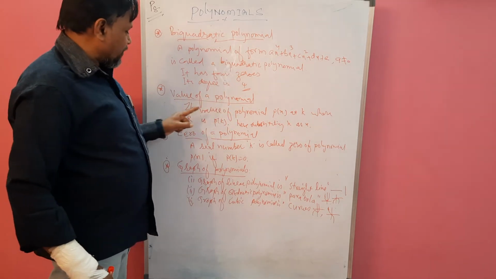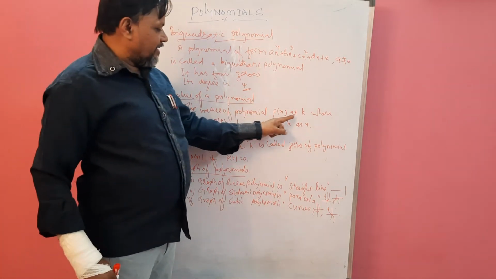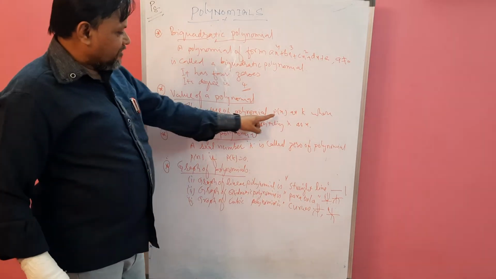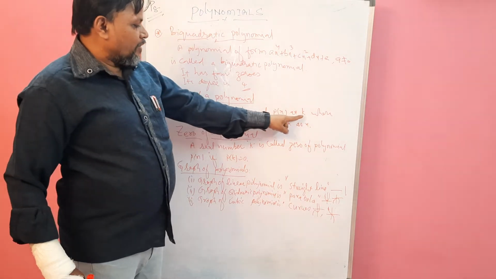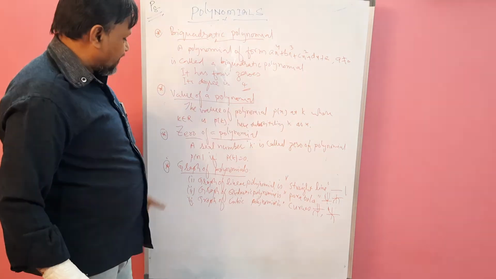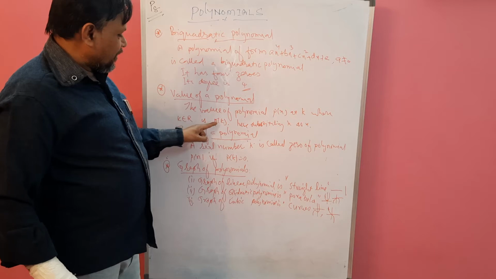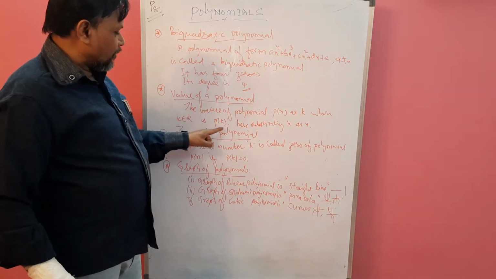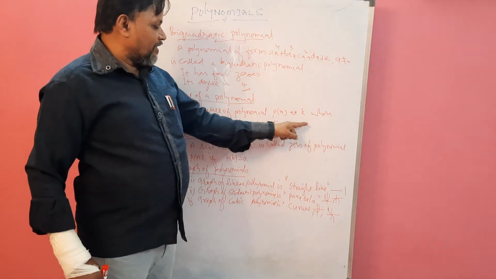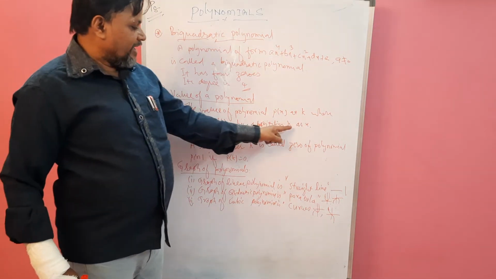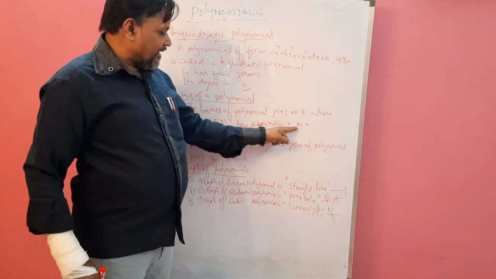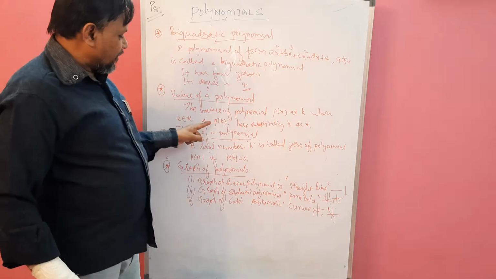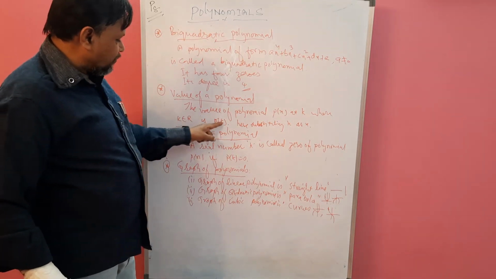Value of a polynomial. The value of polynomial p(x) at k, where k belongs to the real numbers. p(x) is a polynomial. We substitute k in place of x, so we get p(k). p(k) is called the value of the polynomial. Substituting k as x, we get p(k). We represent that value as p(k).